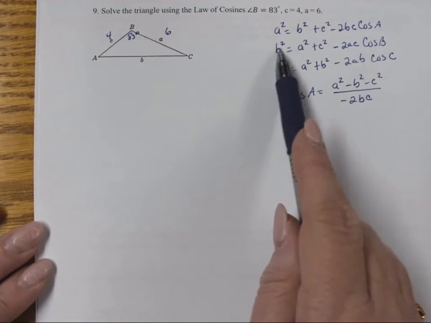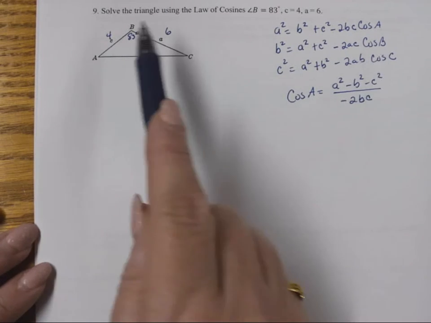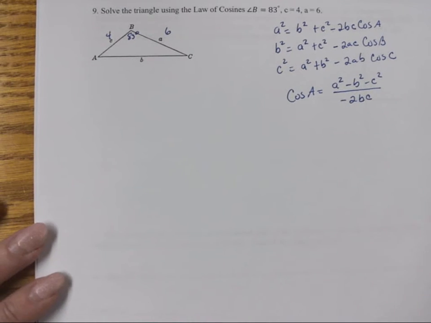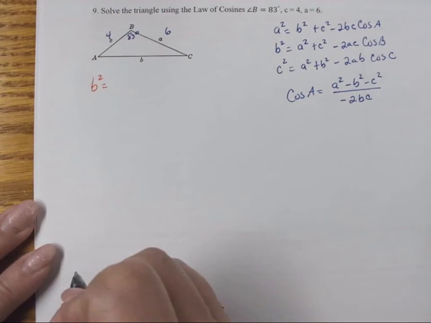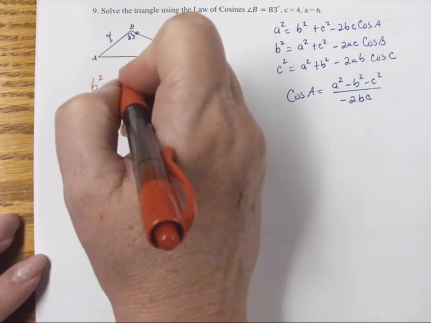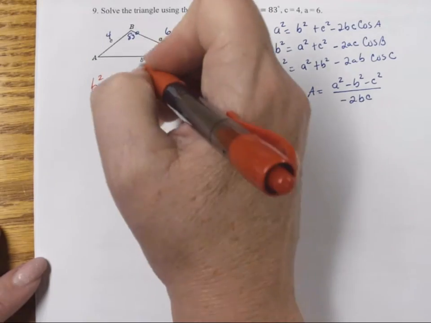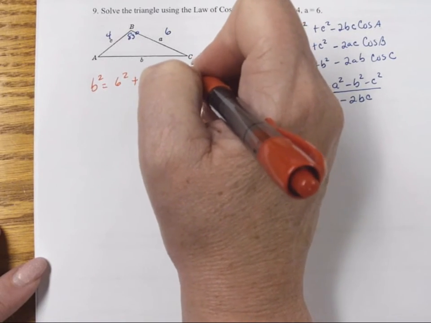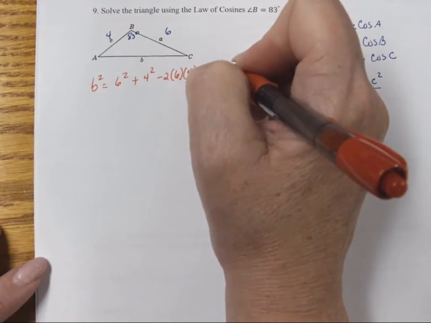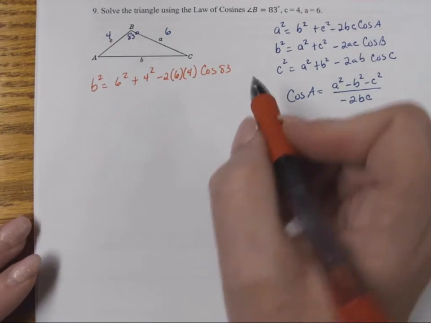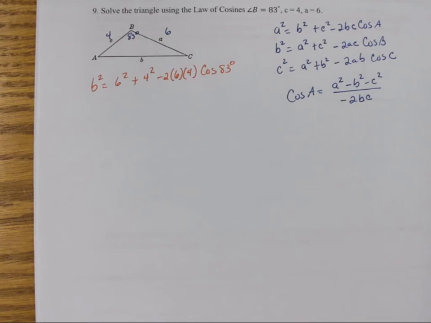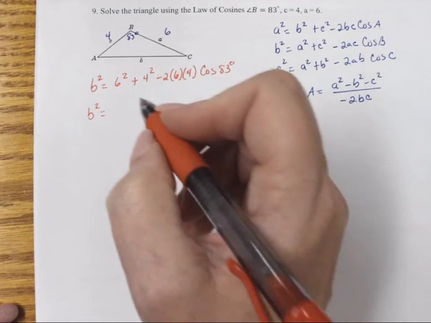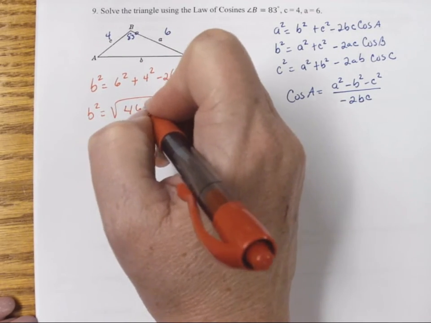So I need to use this part right here with my cosine of B, and I have my a and c, so really I can solve for b squared. So b squared is equal to my a squared, which is 6 squared, plus my c squared, which is 4 squared, minus 2 times my a times my c times the cosine of angle B, which is 83. I'm going to use degree mode because my angle is in degrees. In degree mode, I plug all of this into my calculator, and I find that b squared is a big long number.